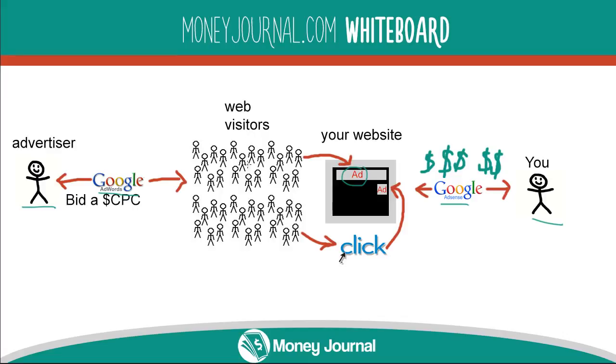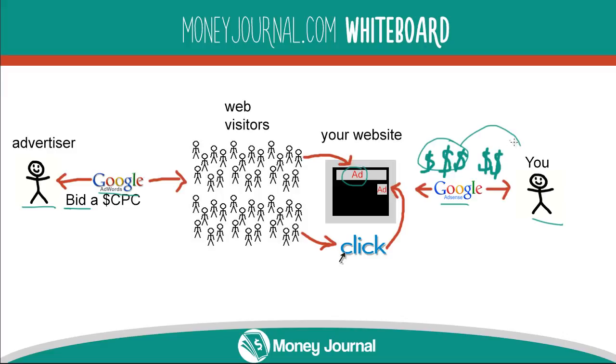The advertiser bids on the amount that they're willing to pay if a Google searcher or your website visitor types in a specific keyword phrase and their advertisement is clicked on and followed through to the advertiser's website. Google then pays the website that is hosting the advertisement a piece of that bid amount that they took.